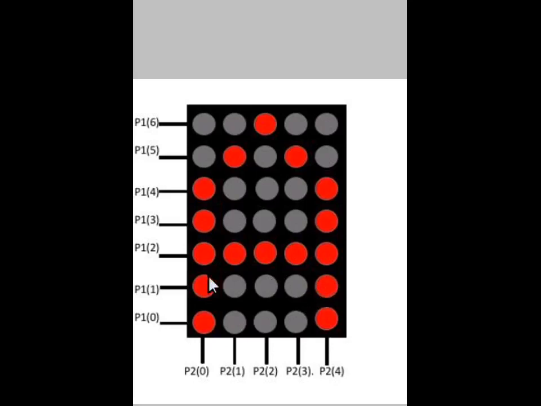So when you do this at a very fast rate, we call it refresh rate. As you do it at a very fast rate, your eye will be tricked to see the 5 columns on at the same time, which is not true.